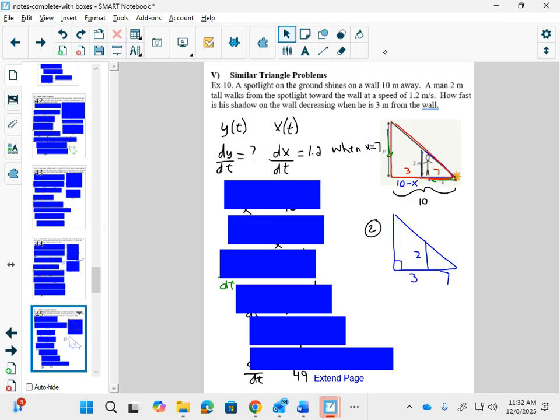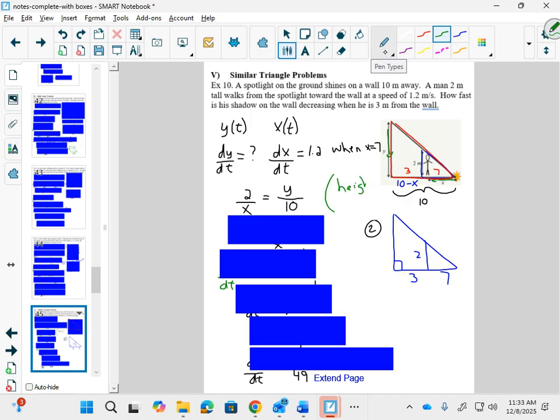How do I set this up? Well, if the ratios are the same, then 2 over x has to be the same as y over 10. This ratio of the height over the base has to be the same as the height over the base. Maybe I put in brackets here to remind myself what ratios I was comparing on the red triangle and the blue triangle. I was comparing the height over the base on both of them. Because I needed the height because that's where my y value was, and I needed the base because that's where my x value was.